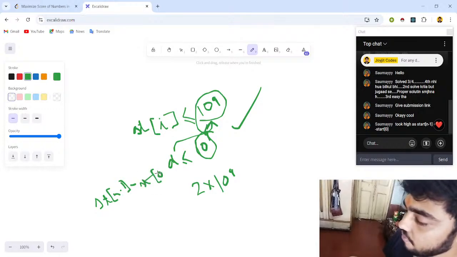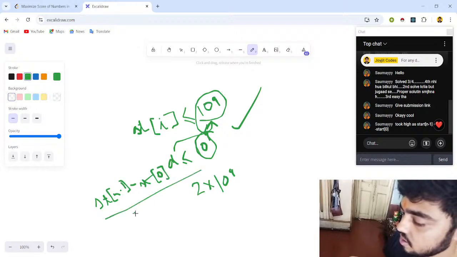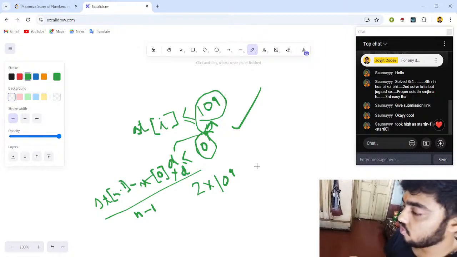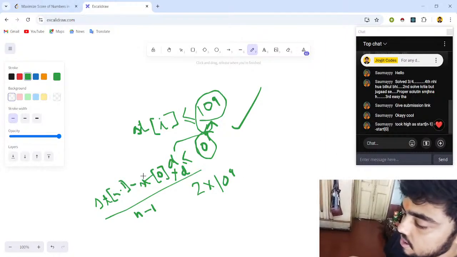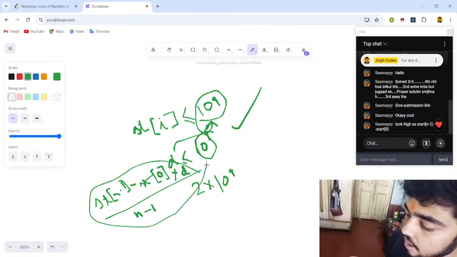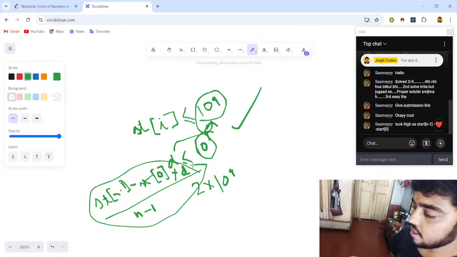Like, I can even prove it. Why is it going to be the best? And after that, what you can do is make it n minus 1. And if you want to have a safety measure, you can add plus d to it. Whatever you have done over here, this thing will be lesser than that, always. And this will be a better approach.